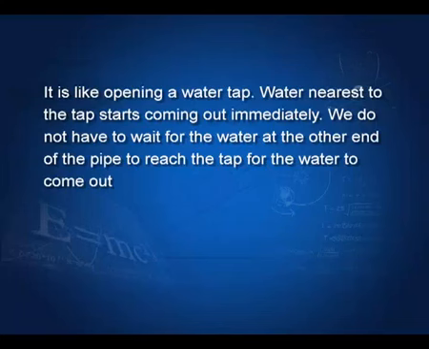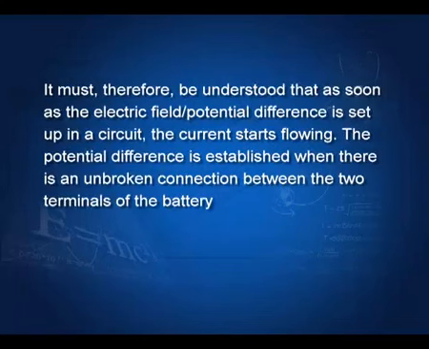The electron nearest to the bulb goes into the filament, then the next, then the next, then the next, and when a large number goes through the bulb, then the current is set up and the bulb glows. It must therefore be understood that as soon as the electric field or electric potential is set up in a circuit, the current starts flowing.